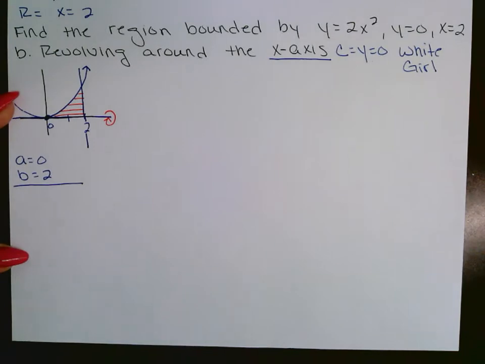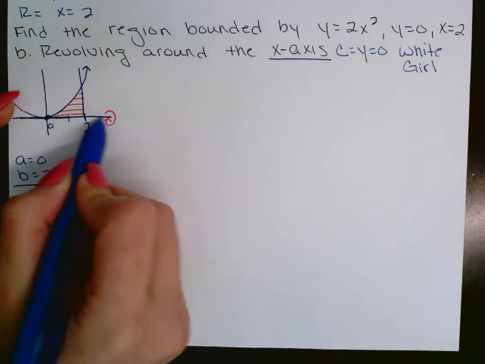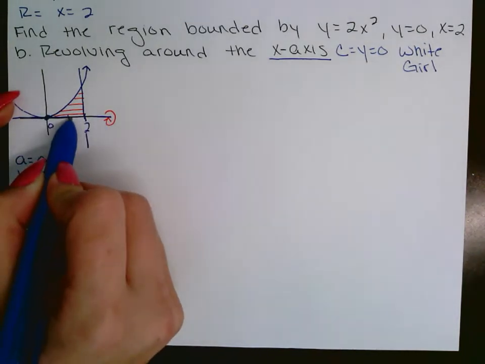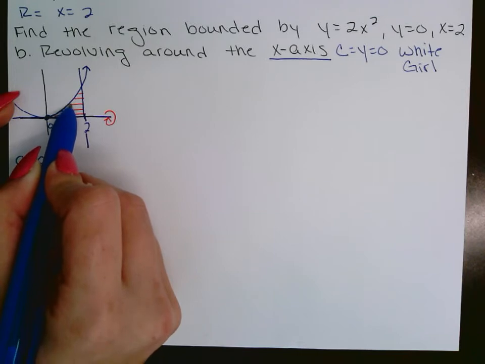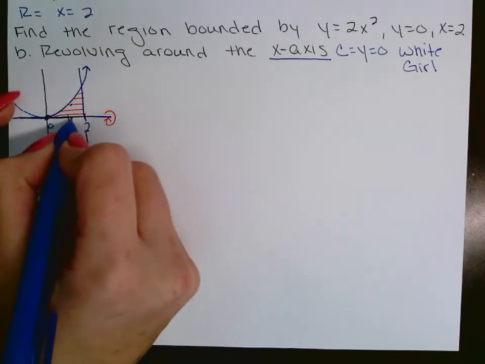Now, put your pencil on your line of rotation. My line of rotation is 0. If I draw toward the bounded region, what is the first function I hit? The parabola. So, do I have another function that I hit within the bounded region?